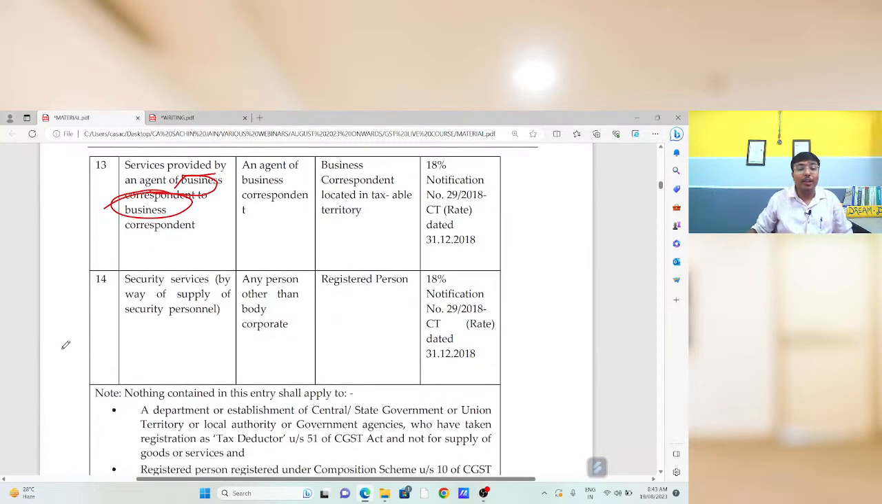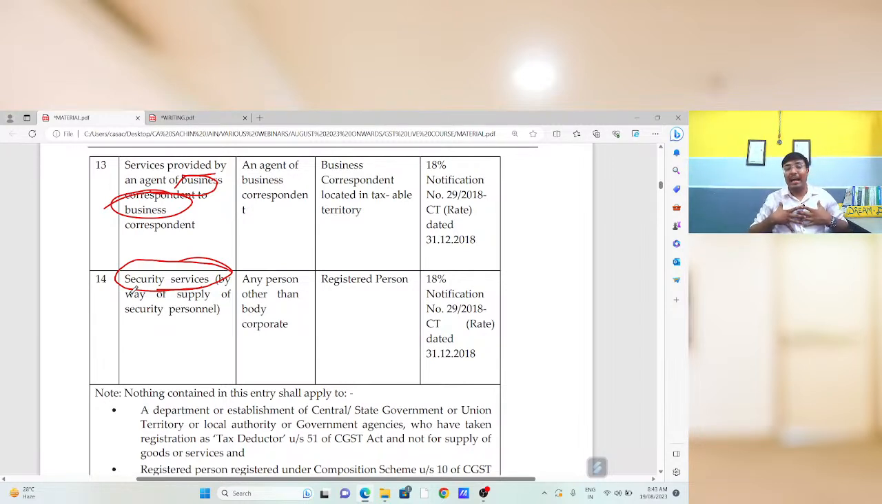Next, security services by way of supply of security personnel. Suppose I am an agent and I have one company for providing the security services. I am providing the security personnel. And Batuk Consultancy requires certain security personnel. In that case, Consultancy is going to connect with me for providing the security personnel, and I am going to supply the security personnel services to that Batuk Consultancy.